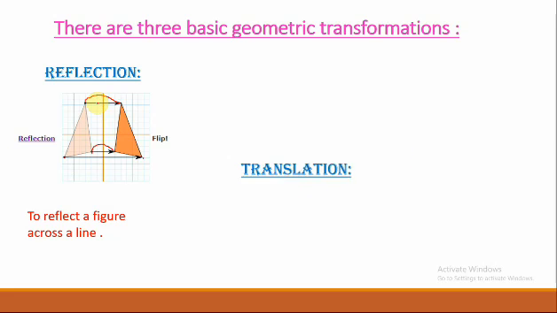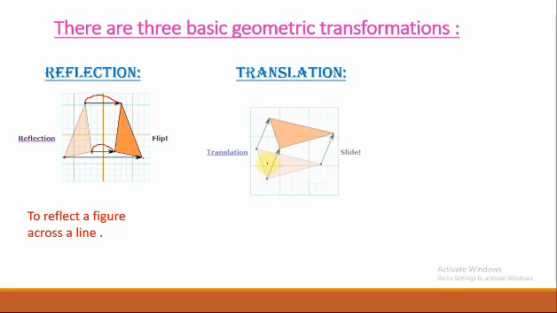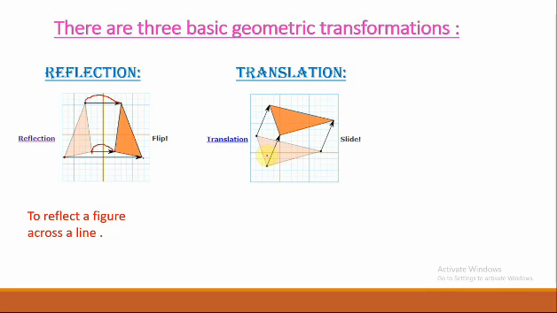Second one is translation. Translation is to slide the figure. Here is the original figure and you are just moving it from one place to another in the same direction. We are not changing anything here. I am just changing its place from here to here. Or moving the figure in a certain direction along a line.